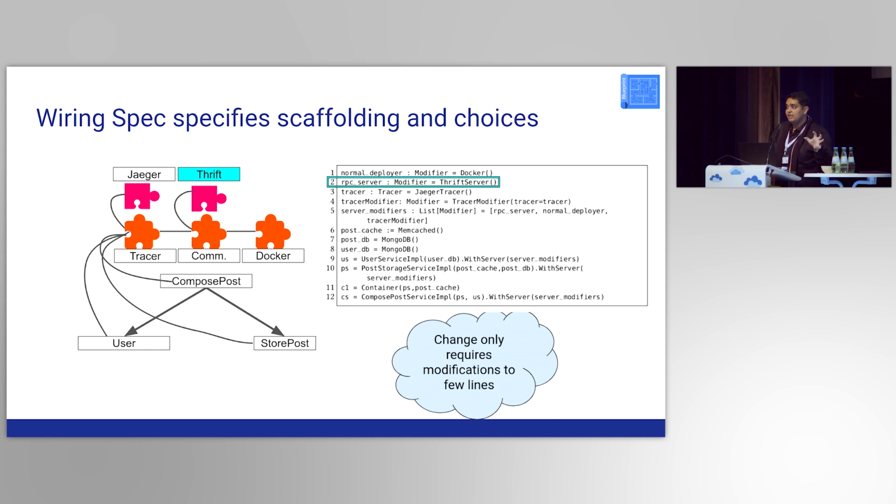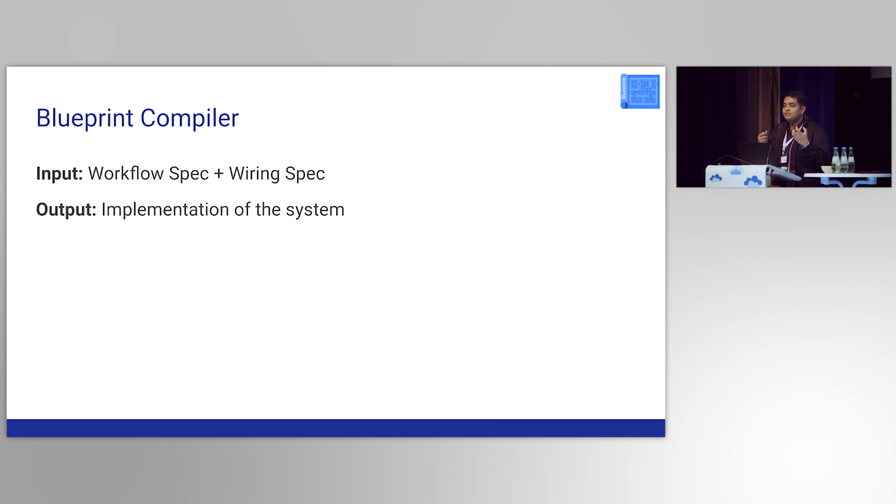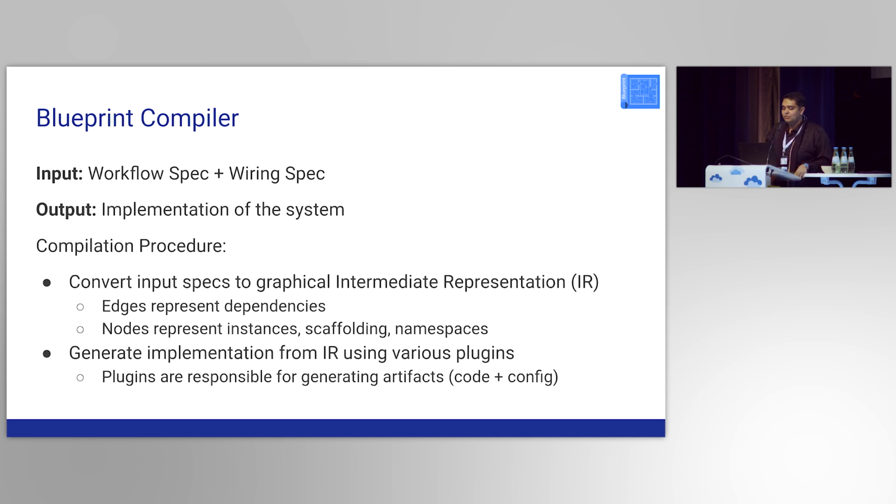The workflow specification and the wiring specification are provided as input to our Blueprint compiler, which converts these input specifications into a generated implementation of a system. The compilation takes place as follows. First, the compiler converts these input specifications to a graph-based intermediate representation, where the edges encode dependencies between the instances, and the nodes represent concrete instances of services defined in the workflow specification, scaffolding pieces, instantiations, and namespaces.